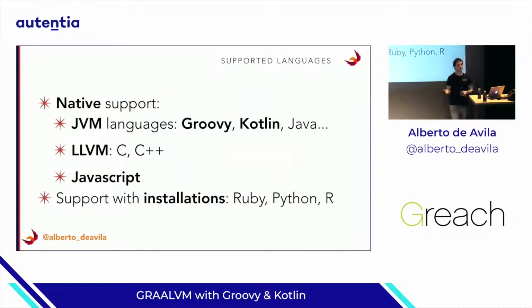So, what languages does GraalVM support? It natively supports, of course, JVM languages like Groovy, Kotlin, Java, Scala, etc. But you can also execute LLVM languages like C or C++ and JavaScript. If you want to execute other languages like Ruby, Python, or R, you have to install other packages inside your GraalVM distribution.